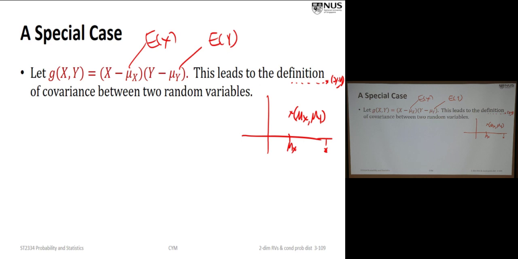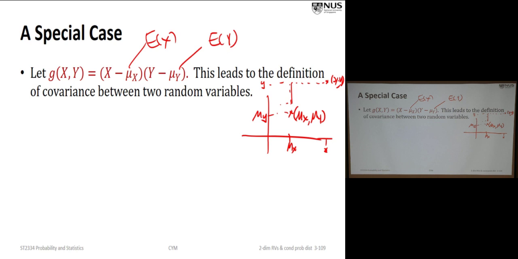At the same time, I also look at y and mu y, the difference of y. This is y, and this point is mu y. So we look at the difference between x and mu x, and between y and mu y, for the same point.